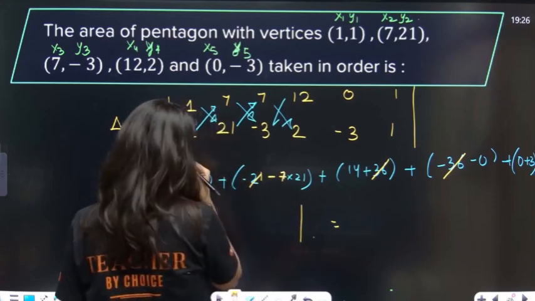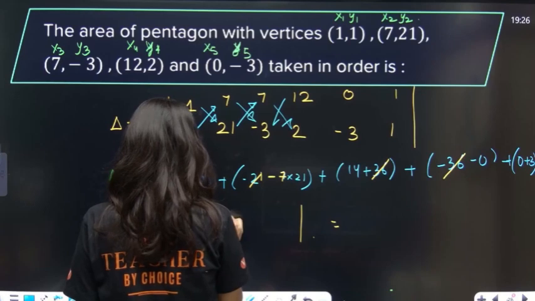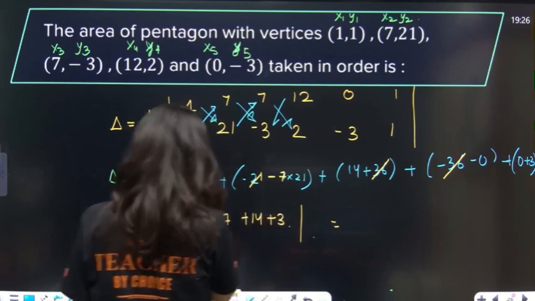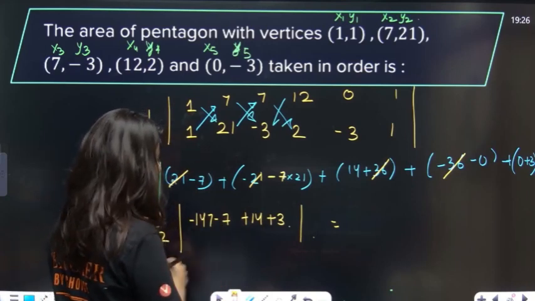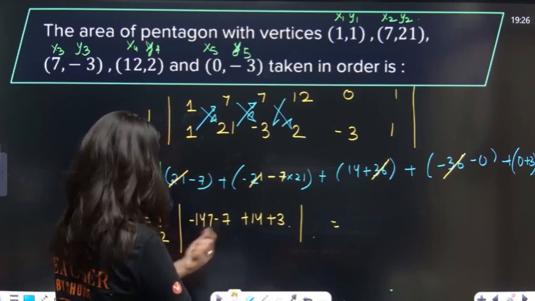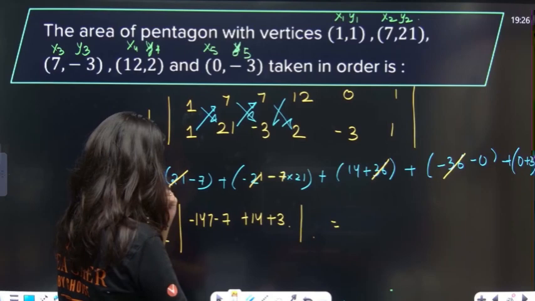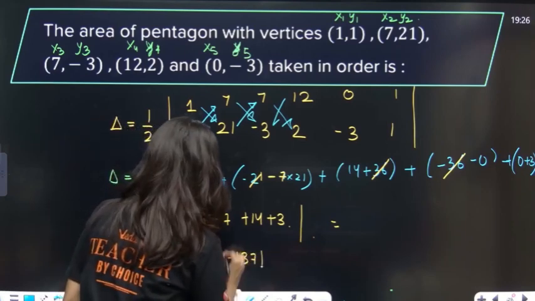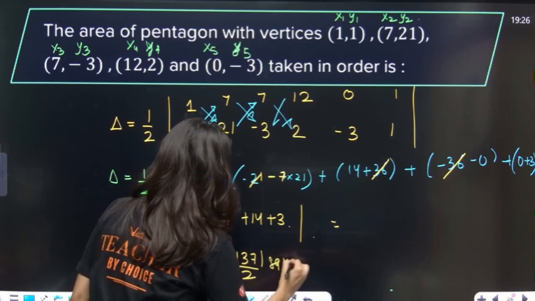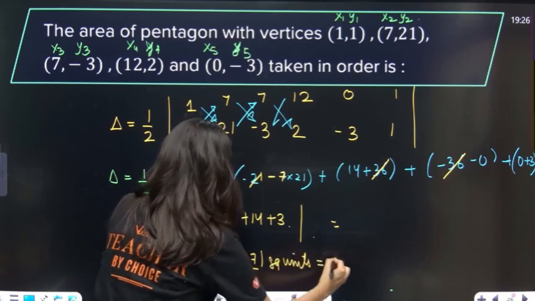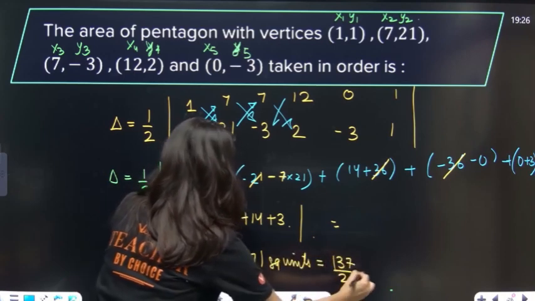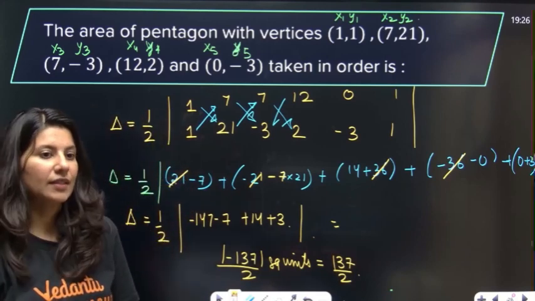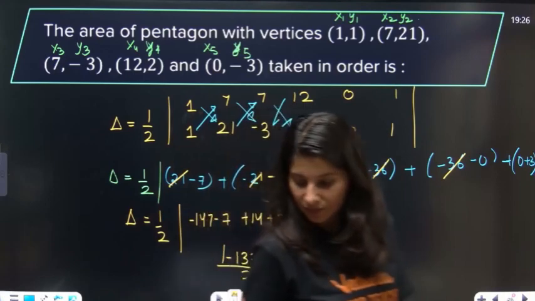So this is minus 147 minus 7 plus 14 and plus 3. Correct? So 14 minus 7 is going to give you what? Plus 7. So minus 140 plus 3, minus 137. So the answer is minus 137 by 2 square units. Okay, so 137 by 2. Got it? Everybody? Clear?